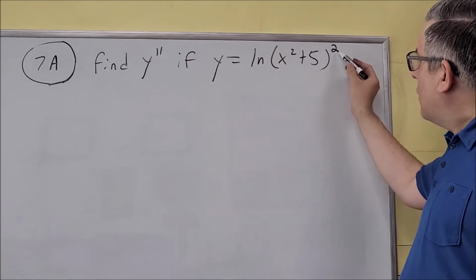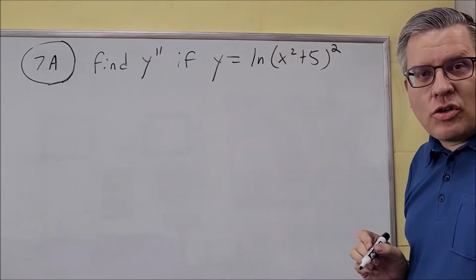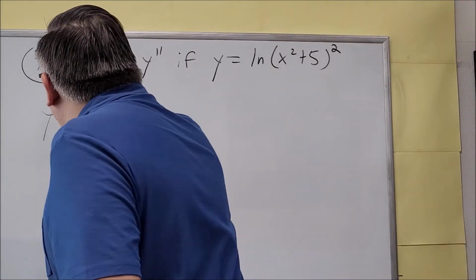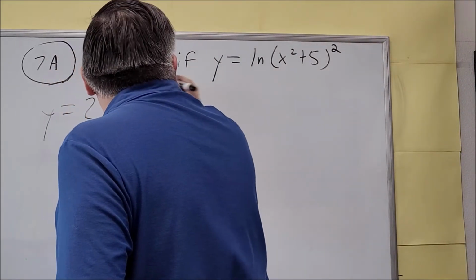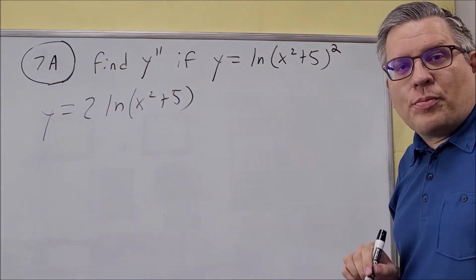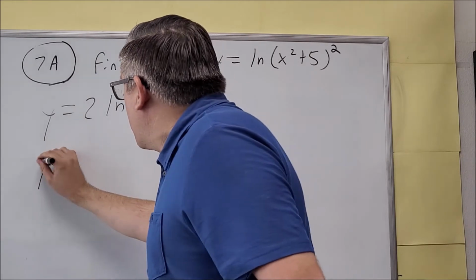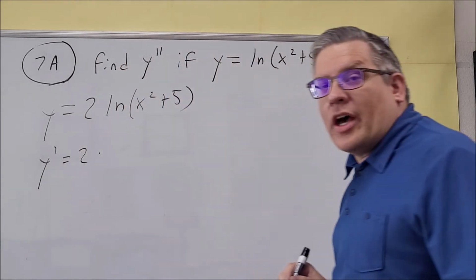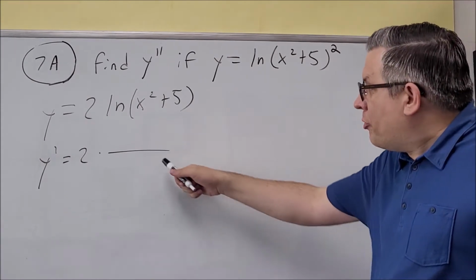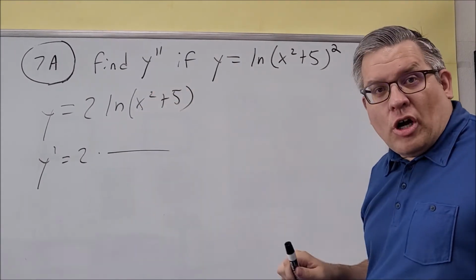So to avoid that, we can just bring the 2 down in front. That's a log property that says that we can bring the 2 down in front there. Let's start with that. We're going to do 2 natural log of x squared plus 5. Now, let's do the u primed over u formula. The 2, I'm just going to leave out front, and then I'm going to use the u primed over u formula for this natural log right here.